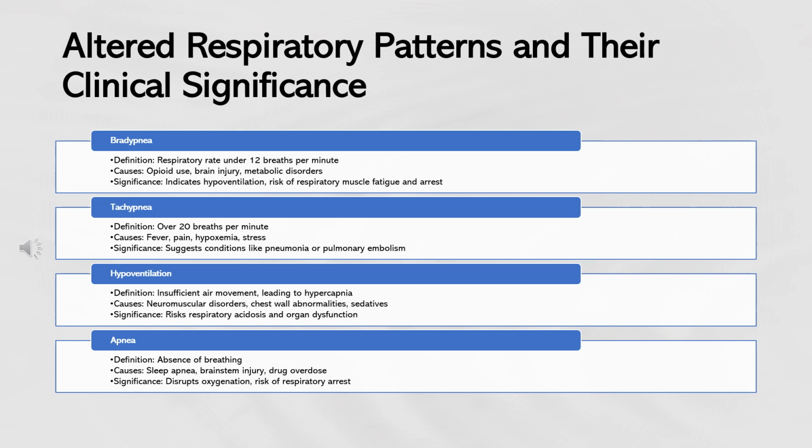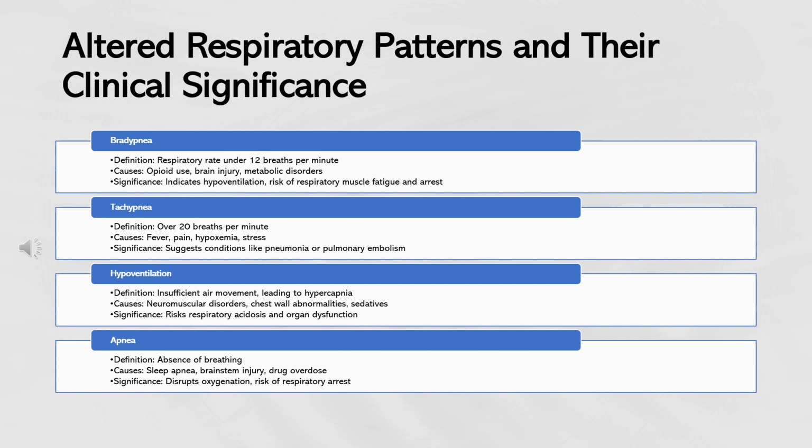Then we have hyperventilation. This is characterized by rapid and deep breathing. Hyperventilation reduces blood CO2 levels and may be triggered by conditions like panic attacks, lung diseases, or severe infections. Extended hyperventilation can lead to respiratory alkalosis, causing symptoms like dizziness, tingling in the extremities, and sometimes even a loss of consciousness.